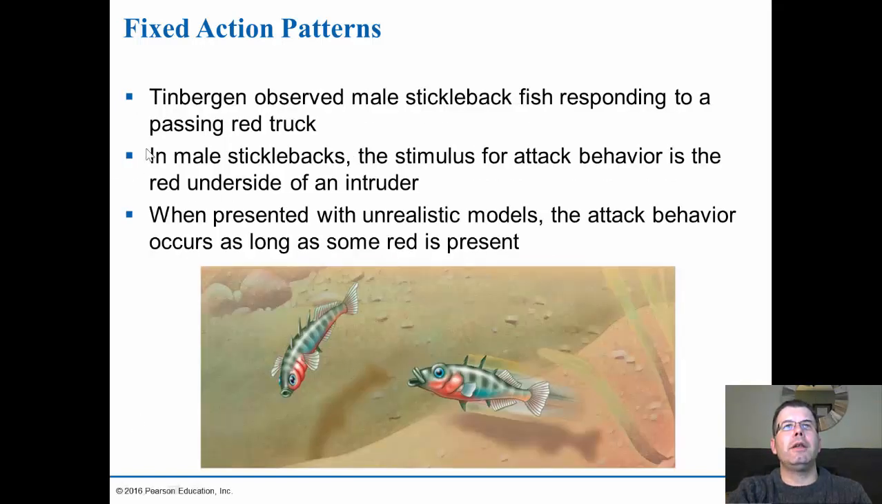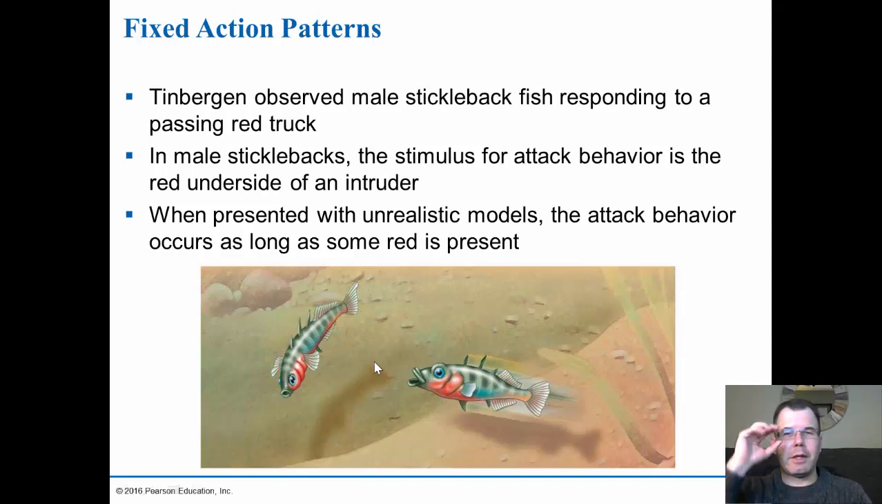Now, another one that Tinbergen observed was male stickleback fish responding to a passing red truck. So these fish would be in an aquarium and they saw a red truck go by. They would display this active behavior or aggressive behavior towards that stimulus. And so they would show the behavior due to the red underside of an intruder. And so when presented with unrealistic models, the attack behavior was displayed as long as some red was present. And so they just see the red.